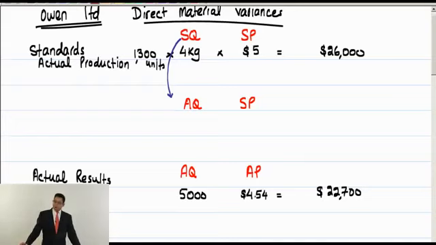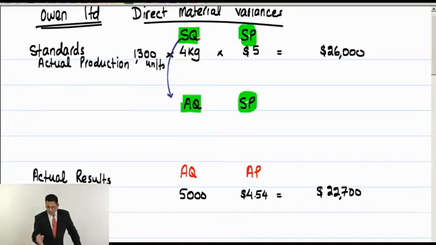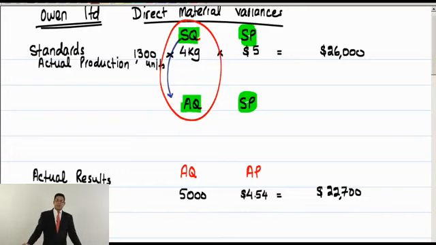Now, the idea is this, that lines number 1 and 2 compare standard quantity and actual quantity, keeping the standard price constant, meaning lines 1 and 2 will not give any difference in price, they will only give us difference in standard quantity and actual quantity, and this is called usage or quantity variance.